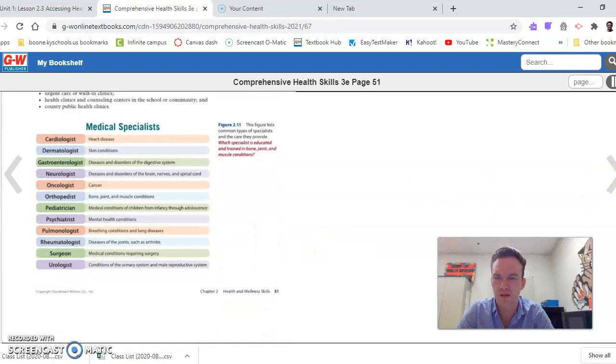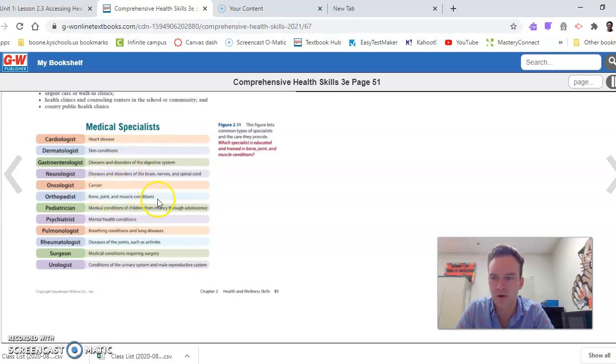This is a table of some of the different specialists that you can look at. Heart disease is a cardiologist. Skin conditions, a dermatologist. I've had a dermatologist; he is 95 years old and he works downtown Cincinnati. Pretty crazy. Graduated from college in like the 1940s.